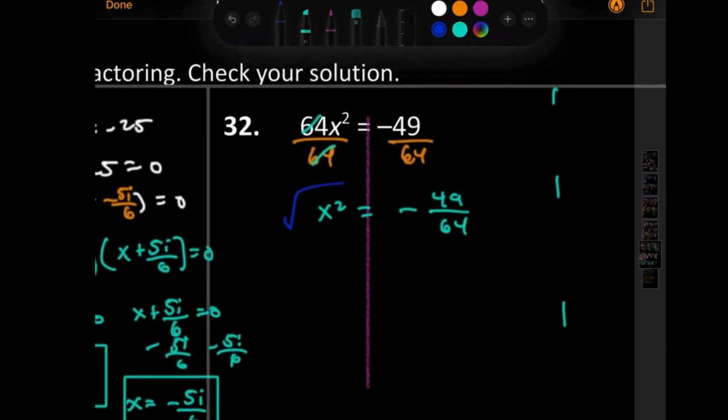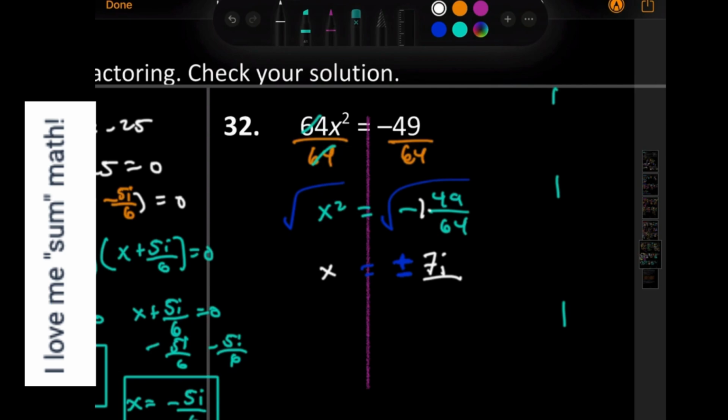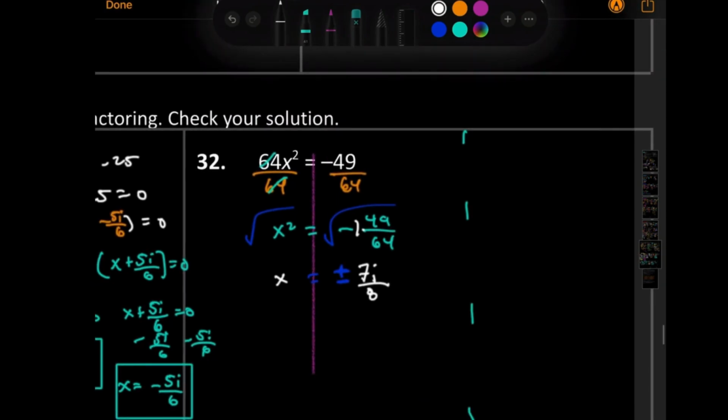I'm going to take the square root of both sides. When you take the square root of both sides, you must have a plus or minus. So you're left with just x. And everything is in the square root. So remember, this is a square root of negative 1. So that is i. The square root of 49 is 7, which is the numerator or top of the fraction. And the square root of 64 is 8, but the 8 is in the denominator. So these are my solutions.